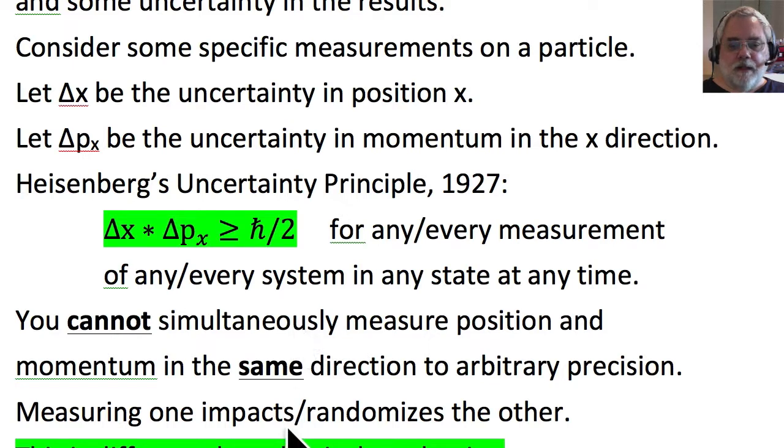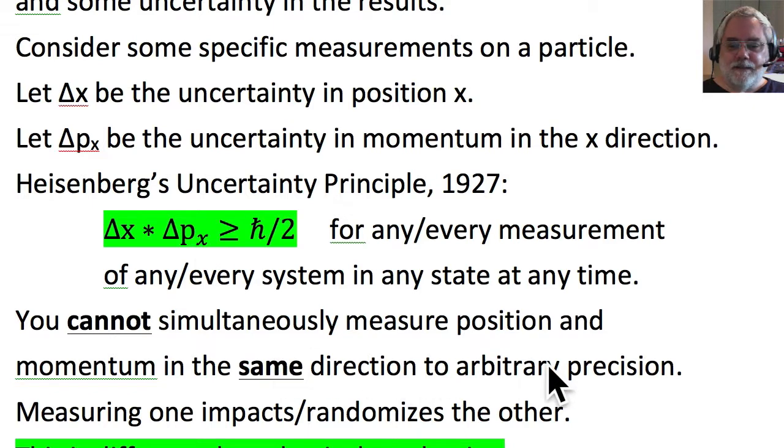Now, we should also think about this in another way. If we're trying to measure position and then very shortly thereafter measure momentum, to sneak up on it, not simultaneously, but we'll get a very accurate measurement of position, and then immediately after we'll get a very accurate measurement of momentum, and so therefore we'll pretty much know where it was and how fast it was going.